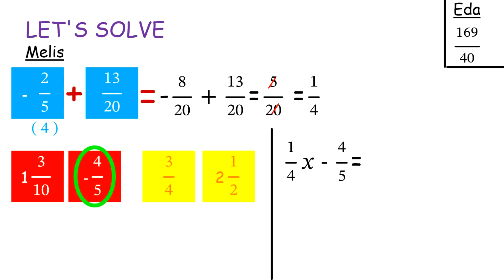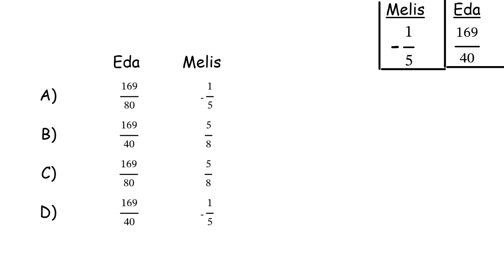The sign of her result should be negative because she multiplies one positive and one negative rational number. While she is multiplying, she can do simplification by dividing both numerator and denominator with 4, and she gets the result, which is negative 1/5. We keep the results of both Eda and Melis here. Look at the options. Our answer should be D.